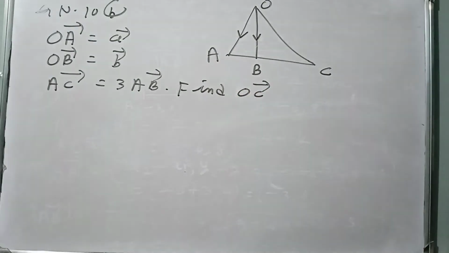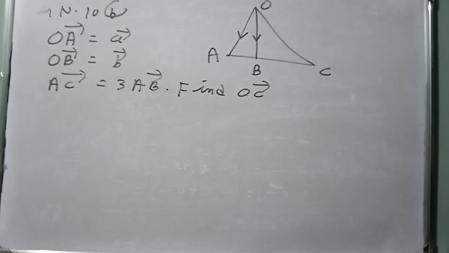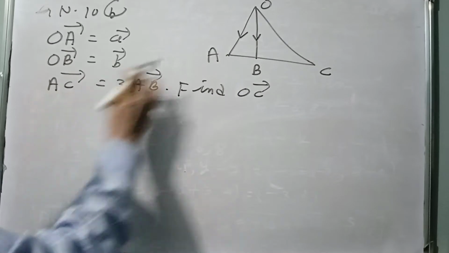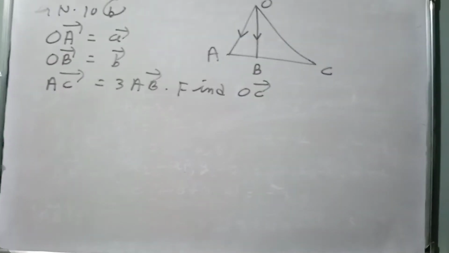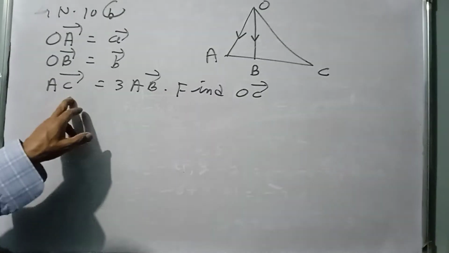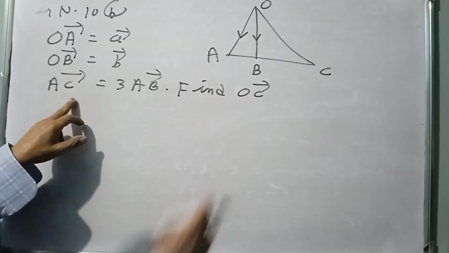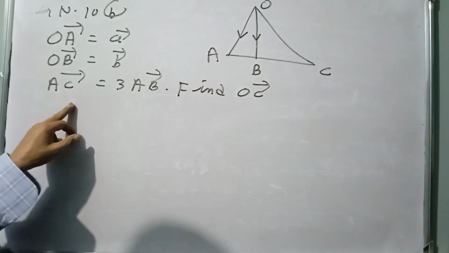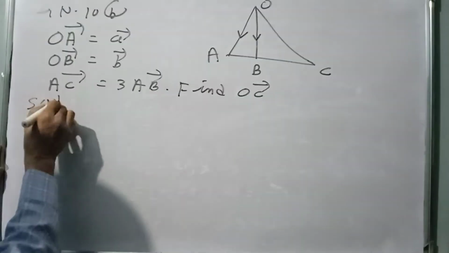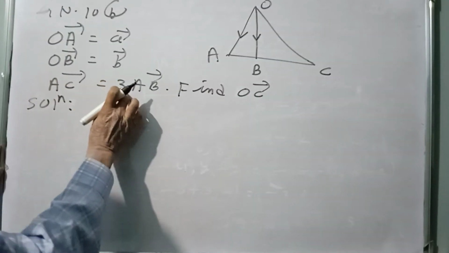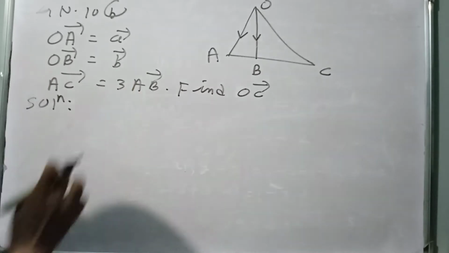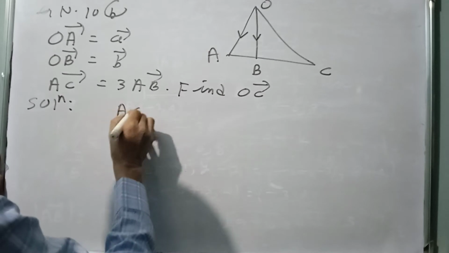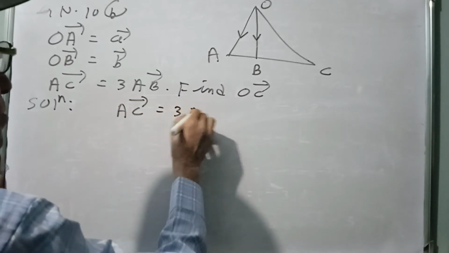How would we find it? Given condition in the figure: vector OA equals A, vector OB equals B, vector AC equals 3 times vector AB. Find OC. To find OC, it is better to take either OC equals OA plus AC. That is also correct. There are two ways. See the solution. Sometimes this is given, and taking from the given condition makes it easier, so we know what to do and what not to do. Given is AC equals 3 times AB.